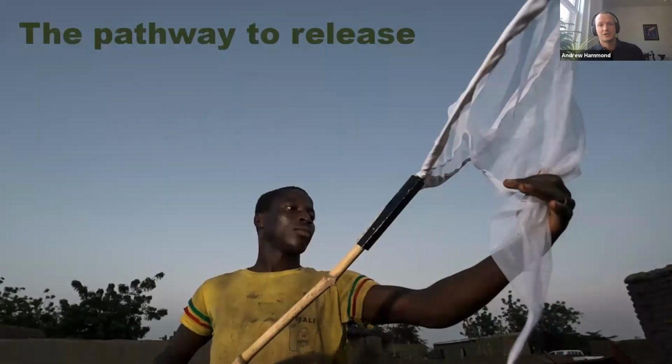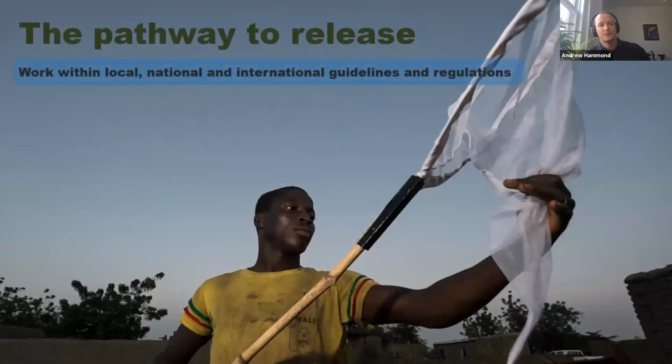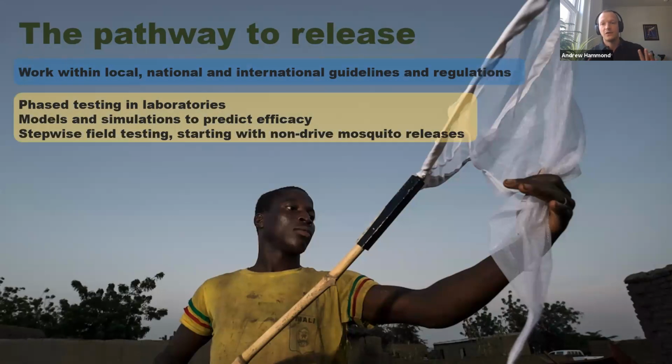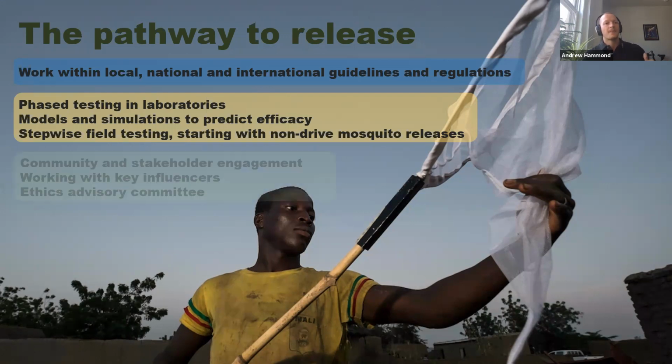And so in terms of transition to the field, we have a number of steps. We need to work within local, national, international guidelines and regulations. We need to do phase testing that needs to start in laboratories in small cages. It needs to move towards large cages. We need to use modeling. Modeling is going to be an essential component of this process at every step of the way. And we need to work with community and stakeholders.